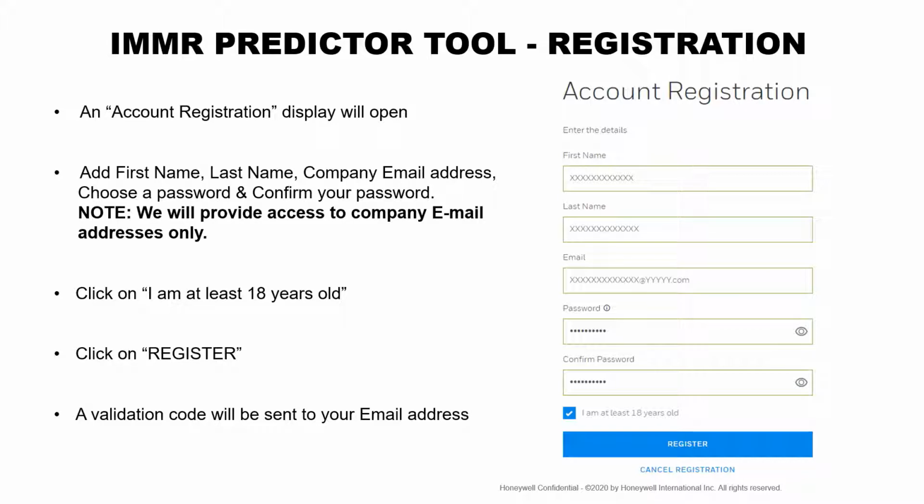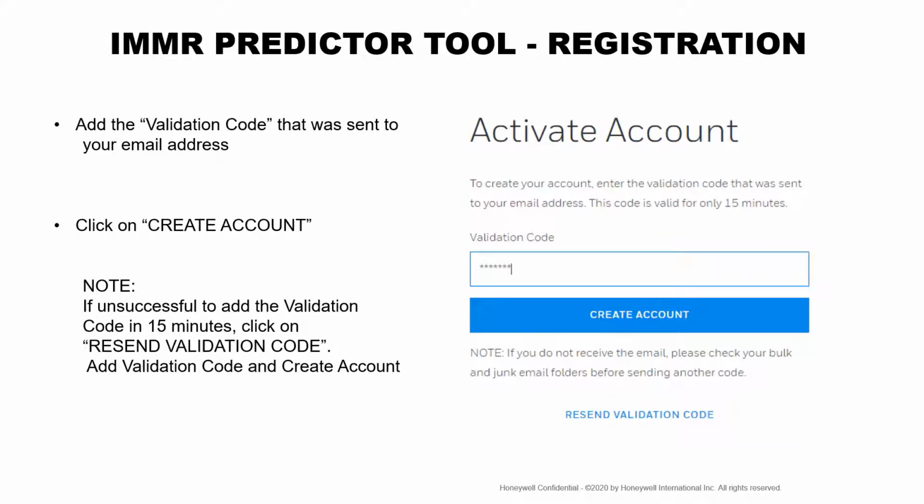A validation code will be sent to your email address. When you register, an Activate Account tab would open. Add in the validation code that was sent to your email address and create account. If you're unsuccessful in adding the validation code within 15 minutes, then please do resend validation code and add in the new validation code to create an account.